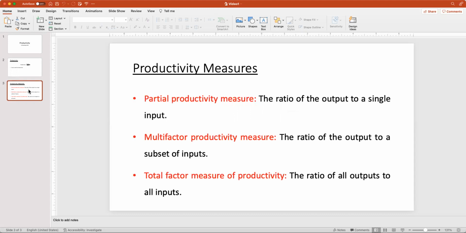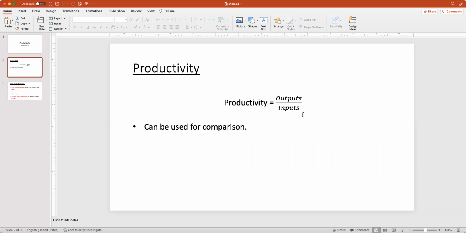And we will talk about three types of productivity measures. And the first one is called the partial productivity measure. In this one, we have, remember that ratio of outputs to inputs. In this case, we have a single input only. So in the denominator here, we only have a single type of input.